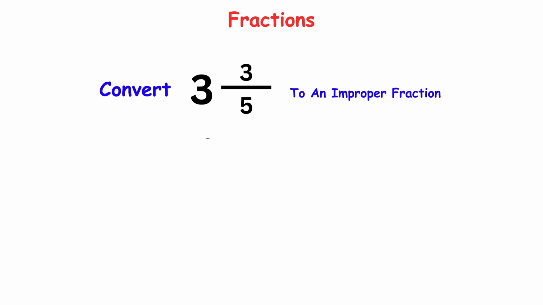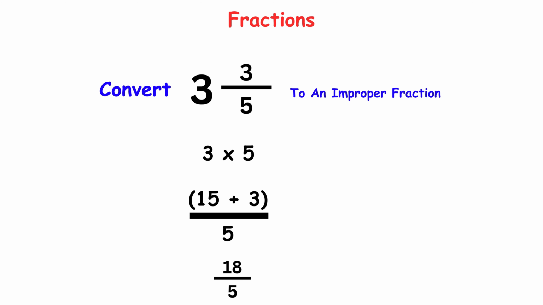So, the first thing we do here is multiply the 3 by the 5 to get 15. Then we take the 3/5 and we add the 15 to the numerator to get 15 plus 3 all over 5, which we just simplify to 18/5, which must be our answer because that is an improper fraction.